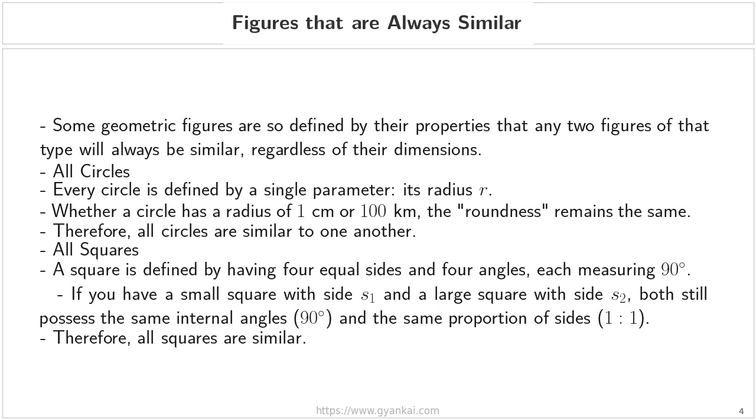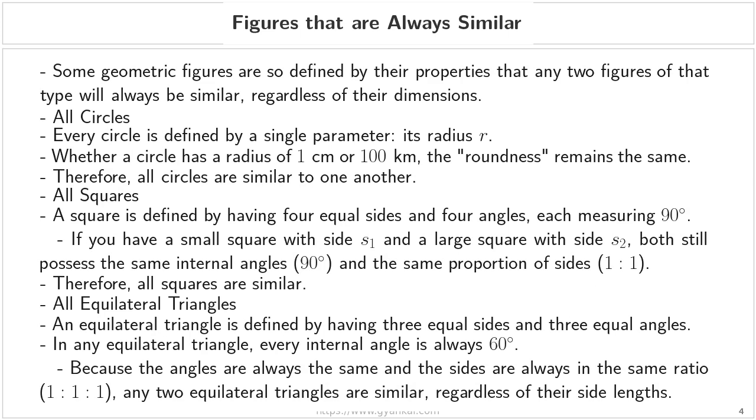Next, let's look at squares. A square is defined by very specific rules. It must have 4 equal sides and 4 angles, each measuring 90 degrees. If you have a small square with a side length of S1 and a much larger square with a side length of S2, the internal angles are still exactly 90 degrees, and the ratio of their sides remains 1:1. Because the proportions and angles are identical, all squares are always similar.